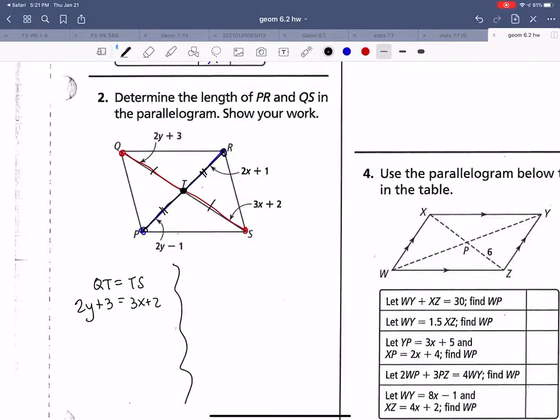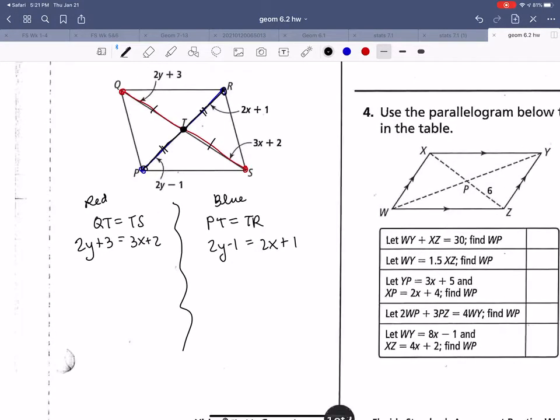All right, what's happening? That's my red one. And what's happening with my blue one? Well, it looks like PT has to equal TR. So they're making this an algebra problem, aren't they? Isn't that interesting? So let's see, what would be the easiest way to do this? I think most students are probably most comfortable with substitution. So I'm going to solve for one of the variables and then substitute it back in over there. So, okay, I'm going to add 1 on both sides. And then I'm going to divide everything by 2. Everything on the left, everything on the right.